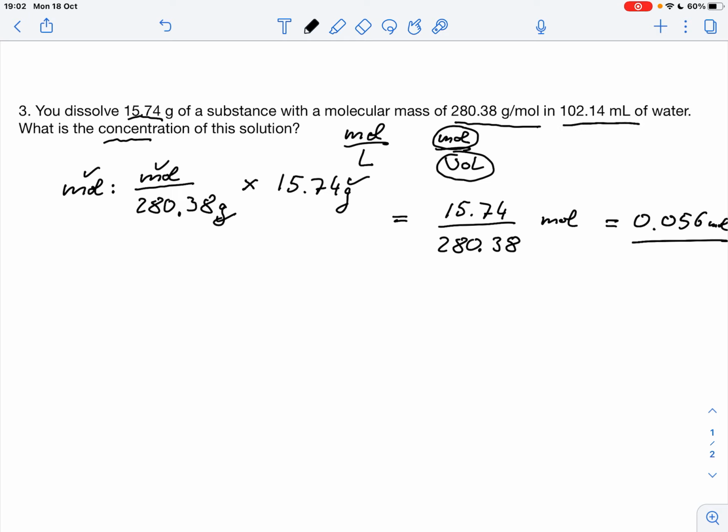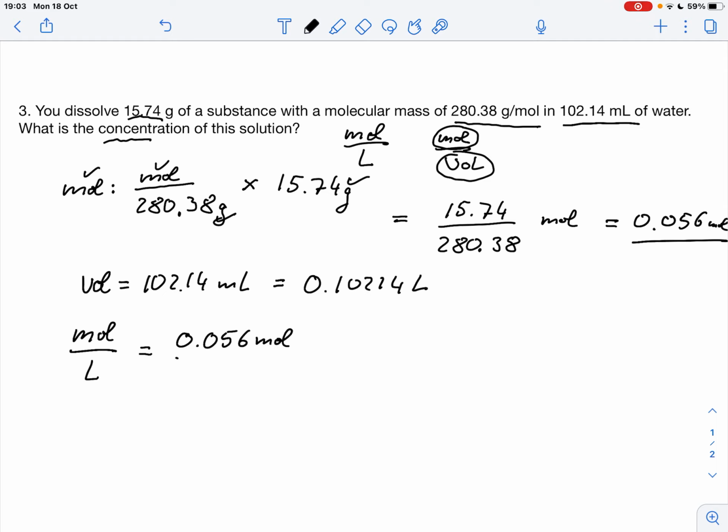And we've got 102.14 milliliter. So we can write this volume. Volume is 102.14 milliliter, which would be the equivalent of 0.10214 liter. And now we can put them together. We can put together mole per liter equals 0.056 mole over 0.10214 liter, and that gives us the unit mole per liter.